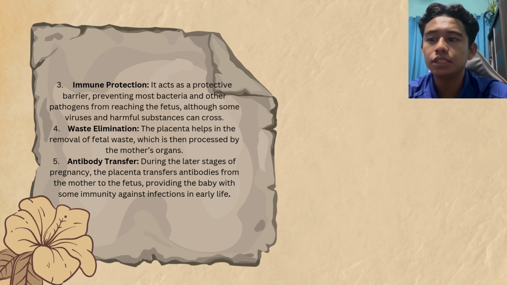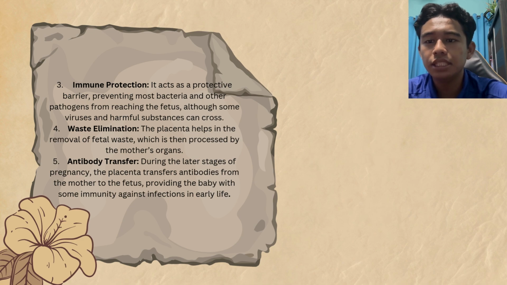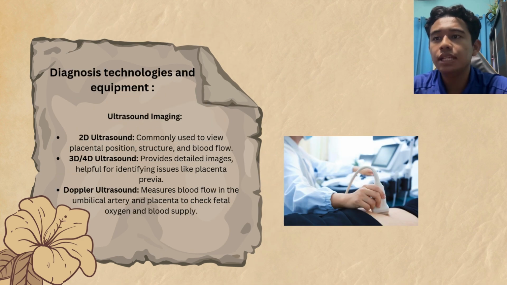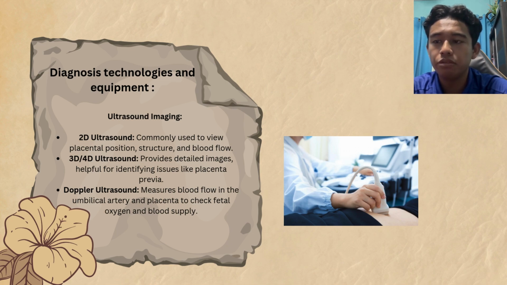During the later stage of pregnancy, the placenta transfers antibodies from the mother to the fetus, providing the baby with some immunity against infection in early life. Let's see diagnosis technologies and equipment. Ultrasound imaging. 2D ultrasound is commonly used to view placental position, structure, and blood flow.